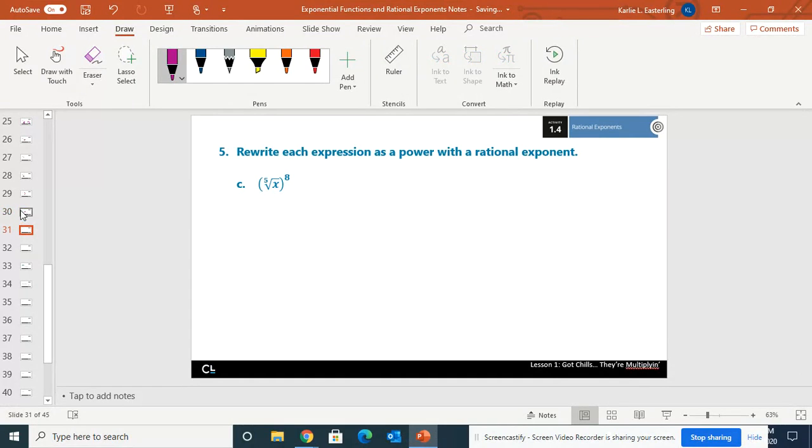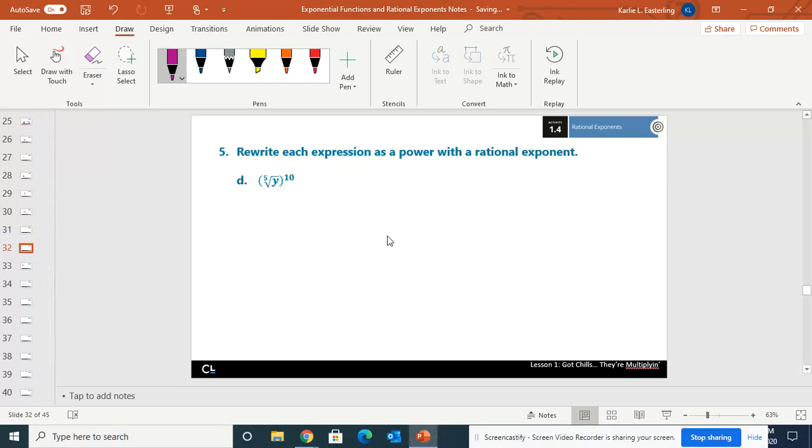All right, for C, I'm going to have y'all input your answer real fast. Remember, exponent on top, number with the radical on the bottom. So you're looking at 8/5, I believe. X to the 8/5.